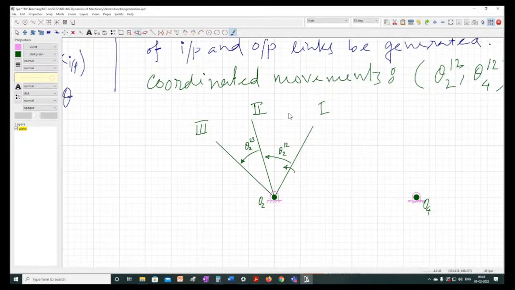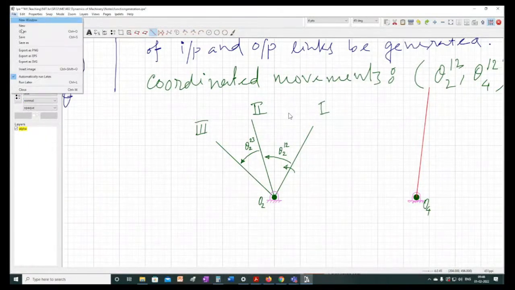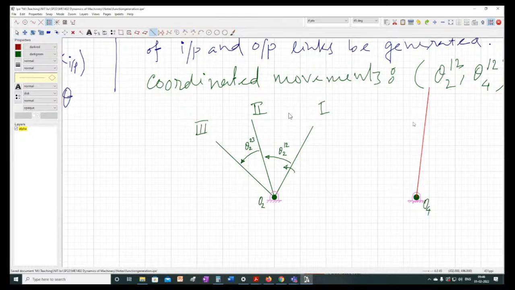So suppose link 4 looks like this. At first it is here, suppose this is link 4, this one is link 4. Let us write it. So we can write link 4. Okay, this is link 4, it is here.